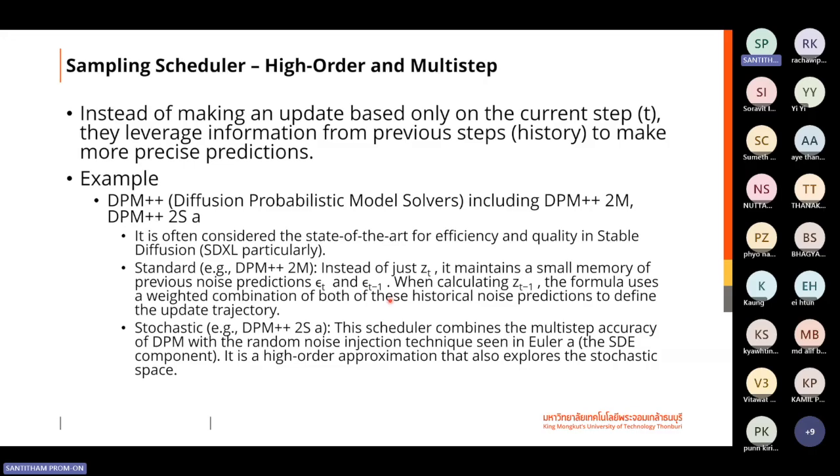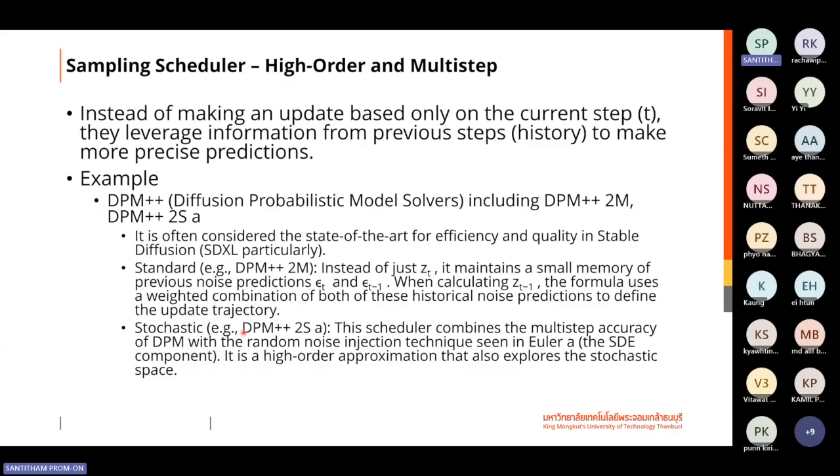Right? The rate of change. Then when you're calculating x_{t-1} to do the reverse process, the formula uses a weighted combination of both the previous noise and the predicted noise. Nice, right? Because now you have both to form a trajectory. Right? This is the standard deterministic DPM++ 2M.